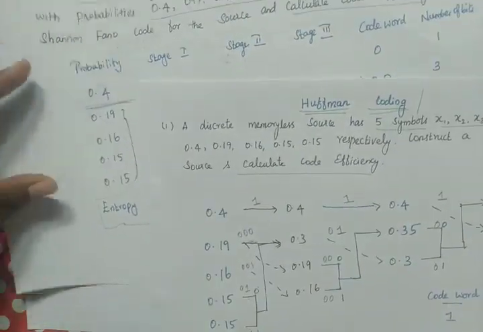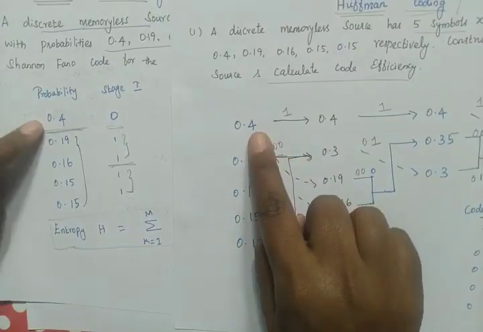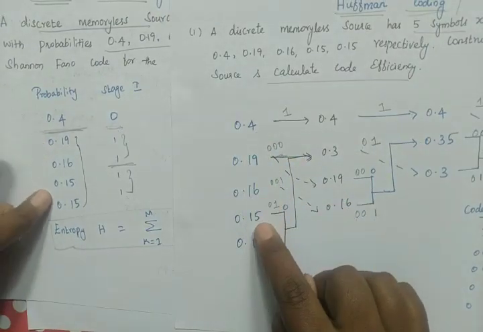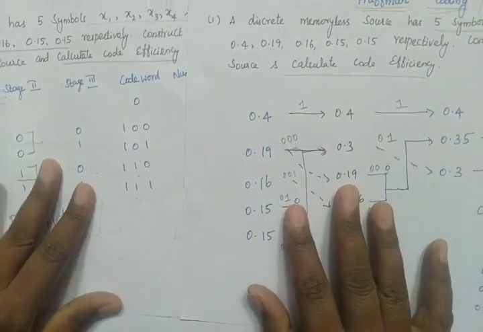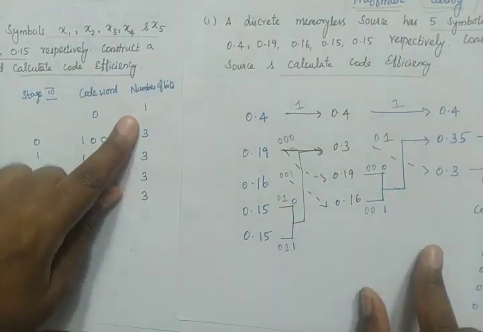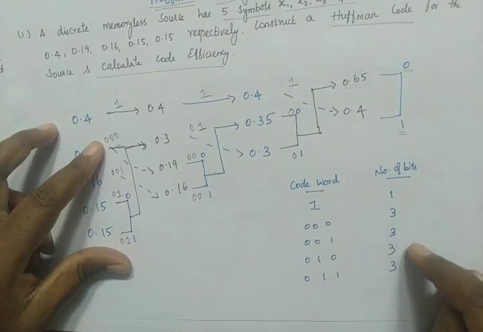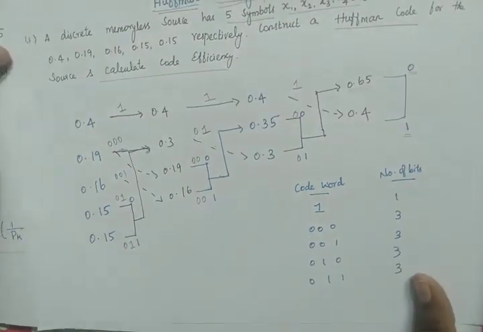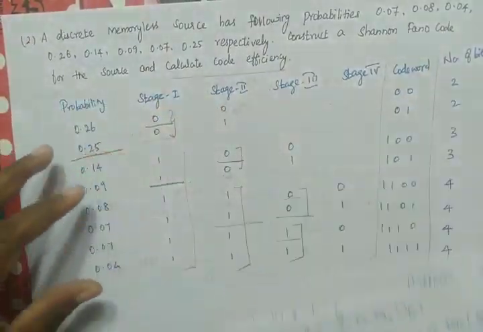See here, the same probabilities. Here also we have 0.4, 0.19, 0.16, 0.15, 0.15. And here also we have the code word lengths as 1 3 3 3 3. The same thing. So if you are getting the same thing, then we can check the entropy and code efficiency, because previously we have solved this.